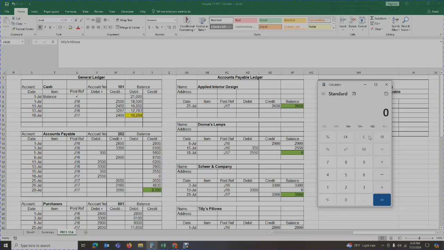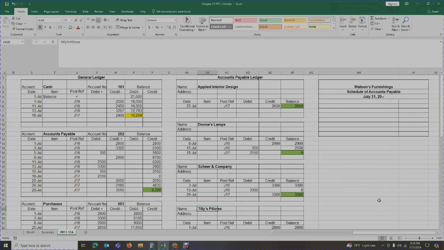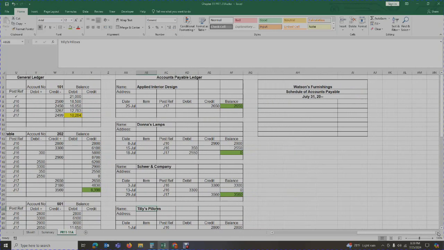For Applied Interior, we owe $2,650. For Donna's Lamps, we owe 0. For Shear & Company, we owe $3,560. And for Tilly's Pillows, we owe $2,180. And voila! That is a total of $8,390, which agrees with your accounts payable balance right there. So we are amazing. We did it perfect.